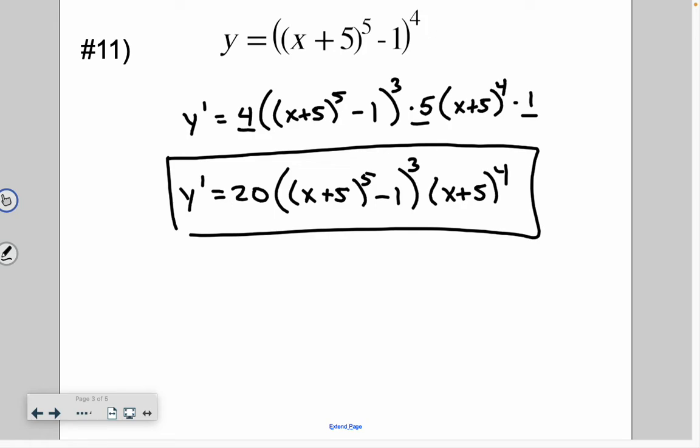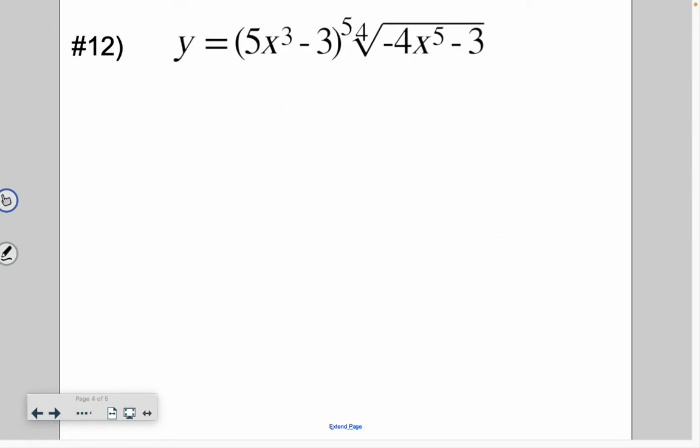All right, let's finish up one last one. Let's take a look at number 12. Only because you got one that has, in this case, a fourth root. Okay? And what do we do in that case? There's a couple parts we've got to talk about.